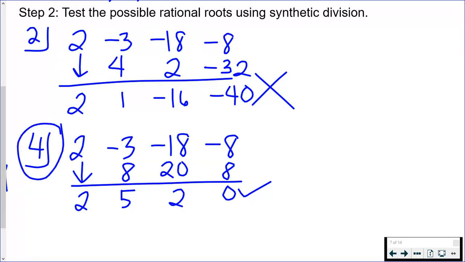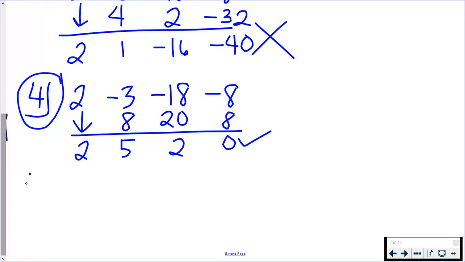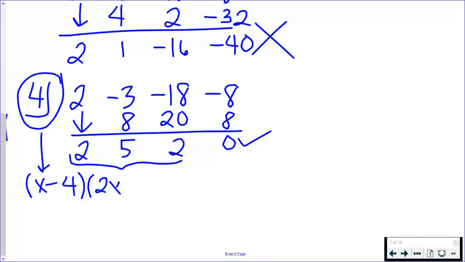If I put 4 in the box, that means I was dividing by x minus 4. So what I'm going to do is rewrite this as x minus 4 times the answer that I just got when doing synthetic division. Since this polynomial began as a degree of 3, my answer is going to be a degree of 2. So 2x squared plus 5x plus 2.